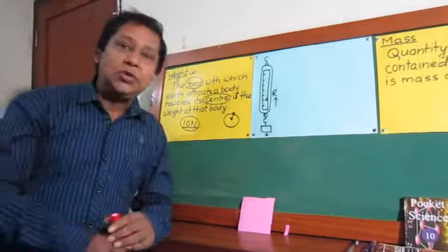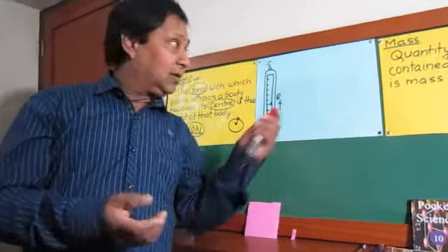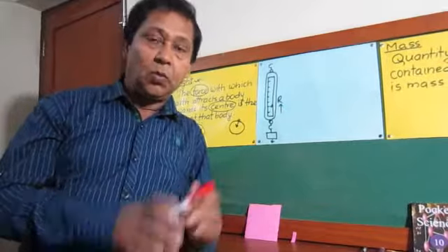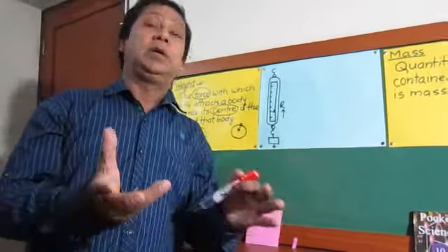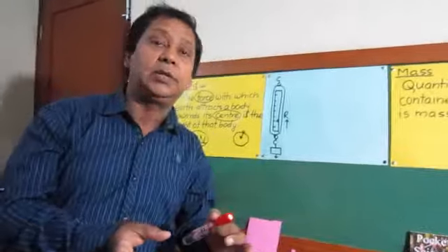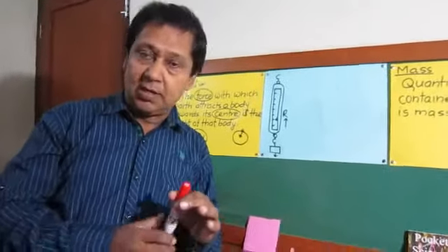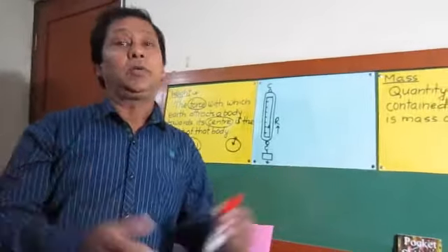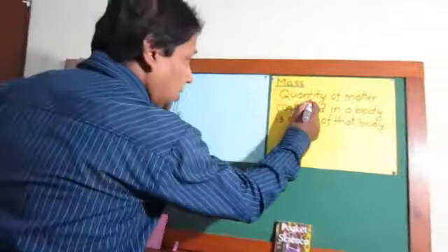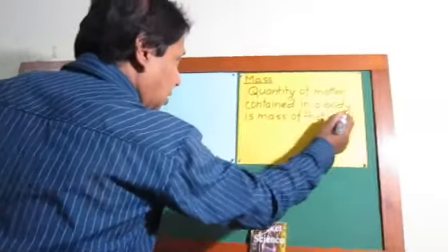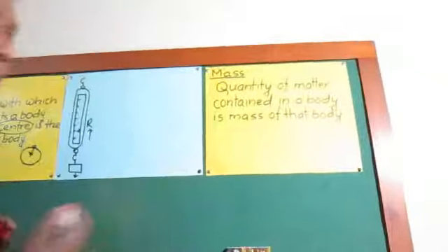Now, I want to define the mass of a body. Weight and mass seem to be similar. They seem to be similar, but they are very, very different from each other. Now let's talk about mass. What is mass? Quantity of matter contained in a body is the mass of that body.